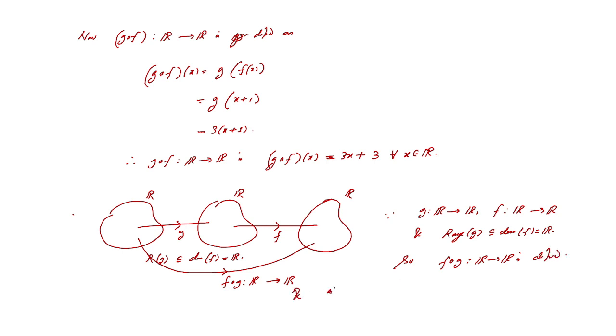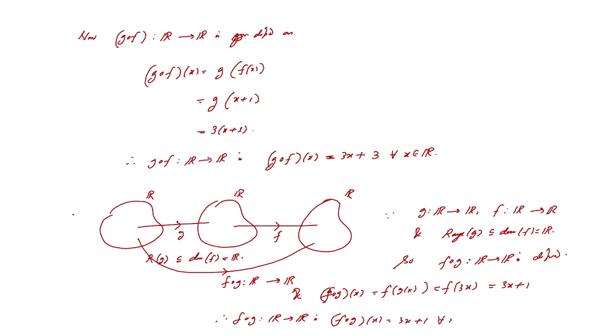And what should be f composed g of x? That will be f of g(x), so that means f of 3x. And f of x equals x plus 1, so that will be 3x plus 1. Therefore, f composed g from R to R is f composed g of x, that will be 3x plus 1 for all x belongs to R.